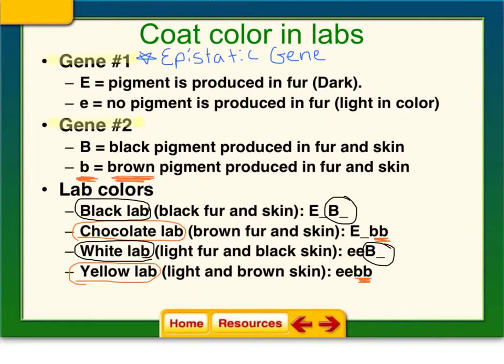So we can see that between these two genes, gene 1, letter E, the one that determines whether or not pigment is produced in the fur, that is epistatic. Again, epi means above. It is the trump, or the more dominant of the two genes. If you have this little e, it doesn't matter what you have for gene 2, you will have white fur no matter what. It's like a trump card if you play cards. Trump is the top value, and it covers up everything else.